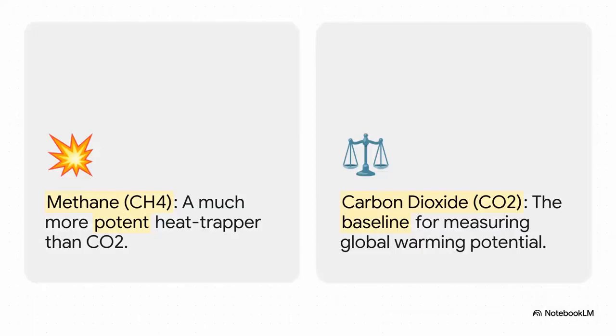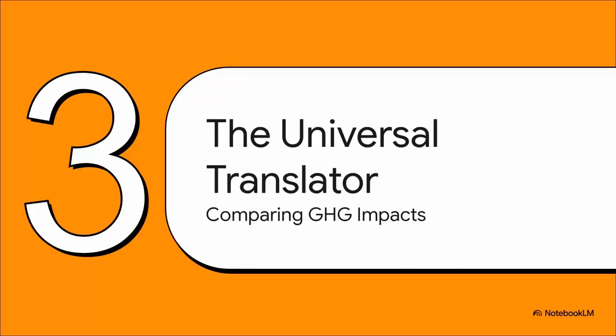It actually helps to think of them as having totally different personalities. CO2 is like the marathon runner. It sticks around in the atmosphere for centuries, just slowly building up, so it becomes our baseline. Methane, on the other hand, is a sprinter. It doesn't last as long, but while it's out there, it traps a ton more heat. It's incredibly potent.